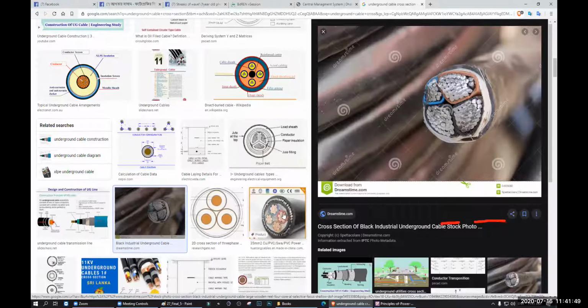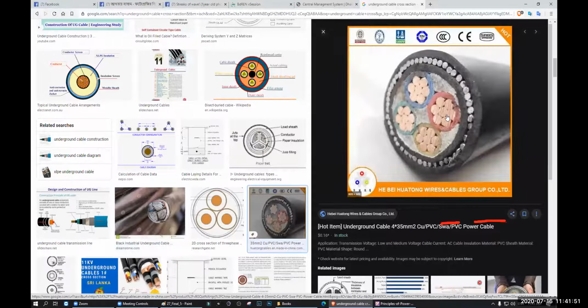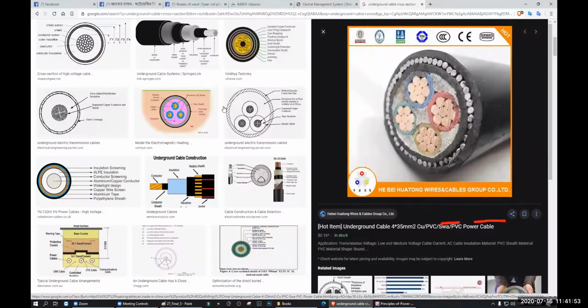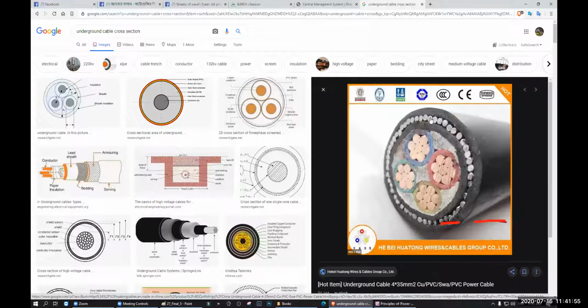Not round shape. It can be like this as well. Okay, these are all underground cables. You can see these things are armoring. Can you see some other outside cables, outside conductors? These are not conductors. These are actually for strength. Okay.